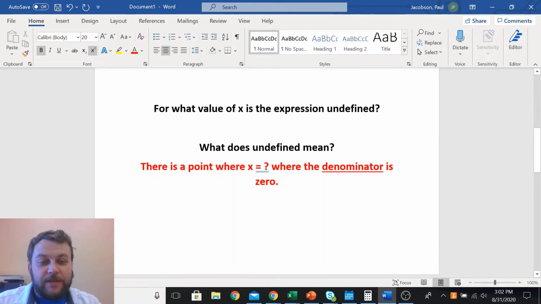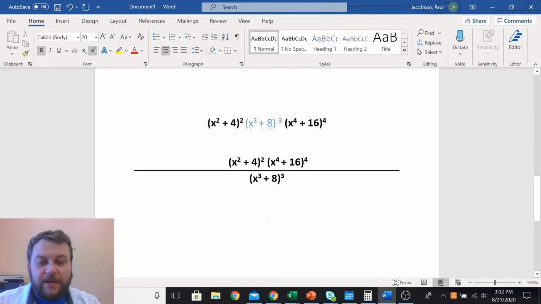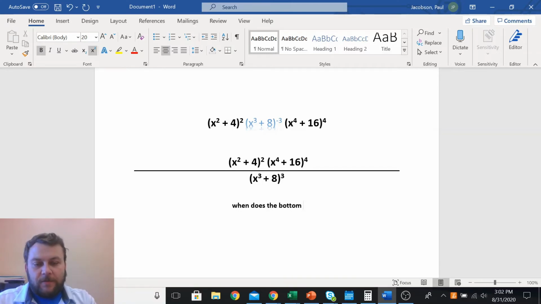For what value of x is the expression undefined? This is where we're going to find that, because that's in the denominator. So when does this bottom equal 0? When does the bottom equal 0? So we have x cubed plus 8.